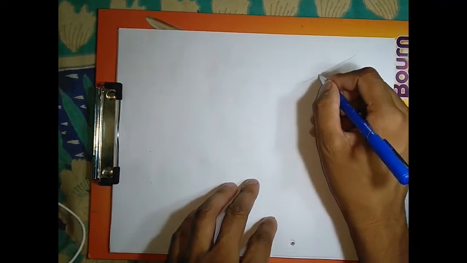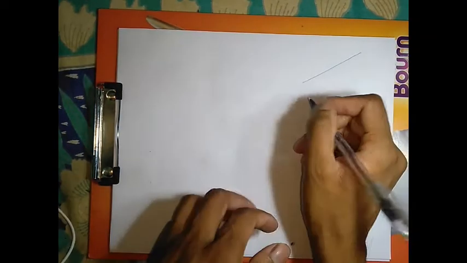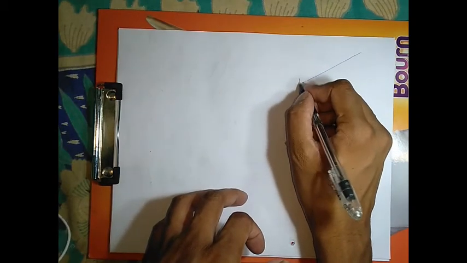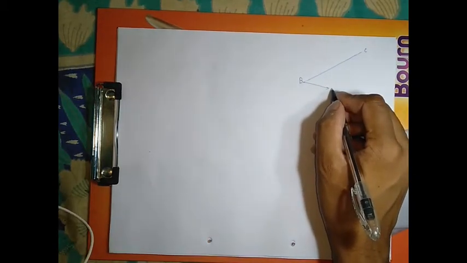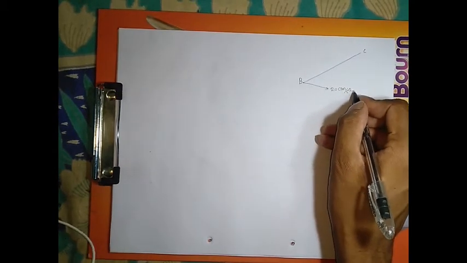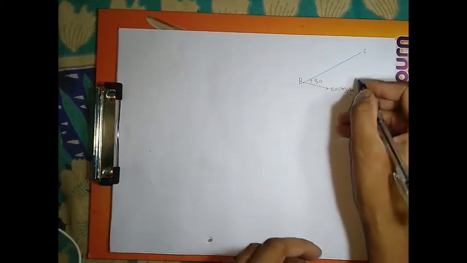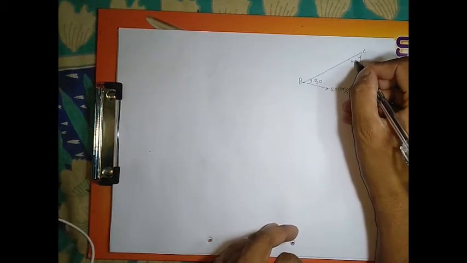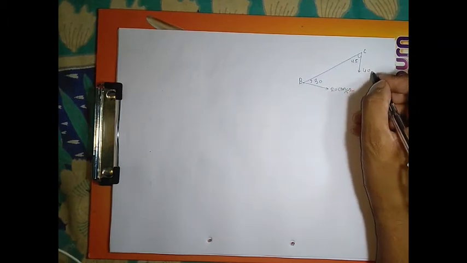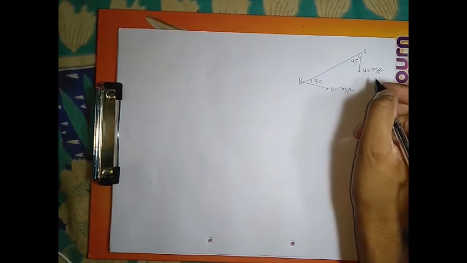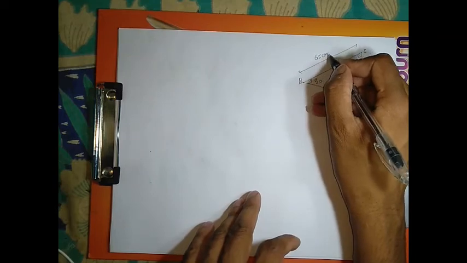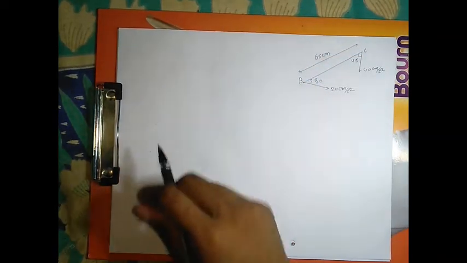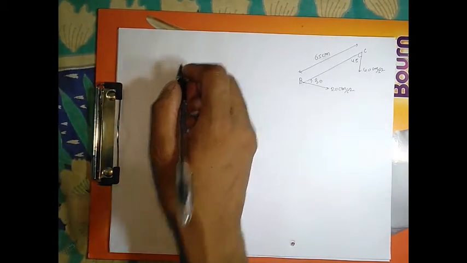Hello friends, this is the question I have. There is a link having two points B and C. The acceleration of point B is given as 20 centimeter per second square, making an angle of 30 degree, and at an angle of 45 degree, the acceleration of C is given as 40 centimeter per second square, and the distance is given as 65 centimeter.